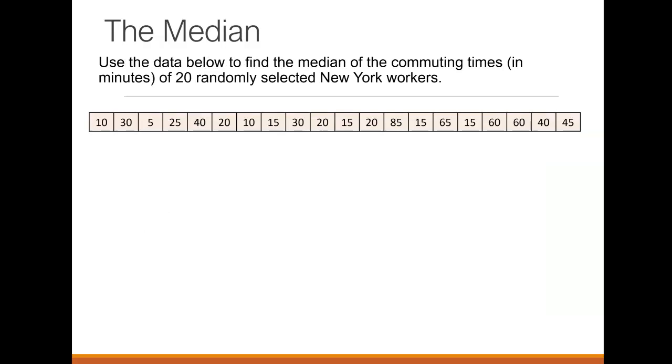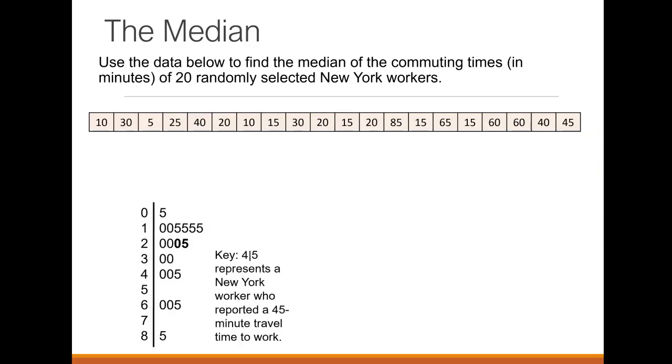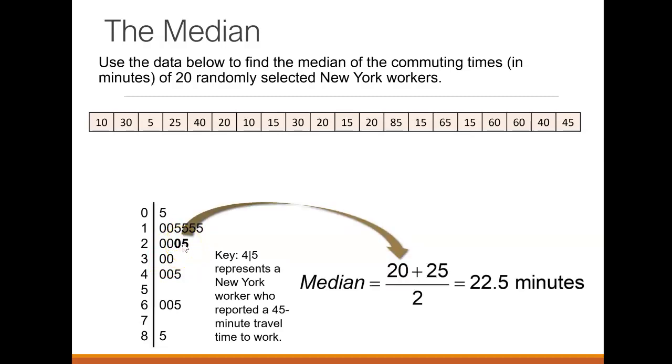So again, example, I start by arranging in order. I'm going to use a stem and leaf plot to do that. And then if I count from the end, 1 from each end, and just keep counting inward, I end up with these as my 2 values. So that represents 20 and 25 minutes respectively. I take the average of those, and that's 22.5.